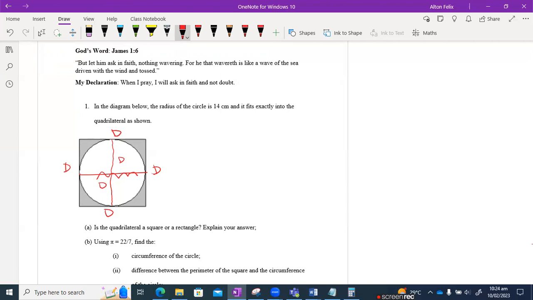We are told that the radius of the circle is 14 centimeters. So if radius is 14, diameter is twice radius, so the diameter will be 28 centimeters. We are asked in B part 1 to find the circumference of the circle. So let's go to B part 1, circumference of the circle.